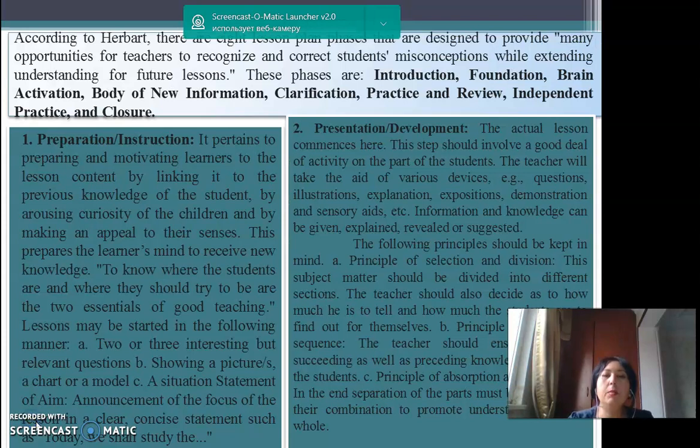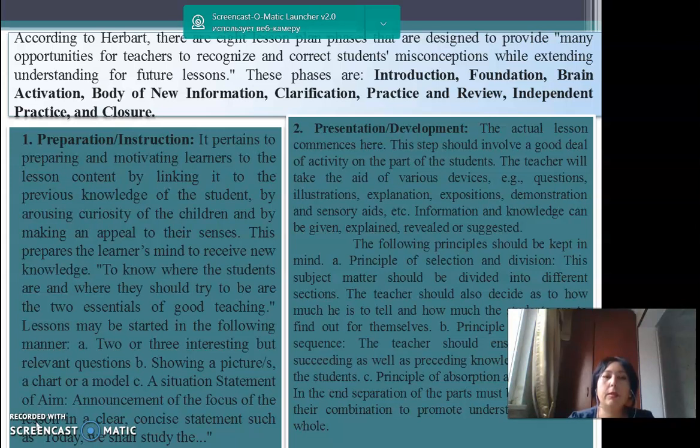In this slide, I am going to present the phases of a lesson plan. According to Herbert, there are 8 lesson plan phases that are designed to provide many opportunities for teachers to recognize and correct students' misconceptions while extending understanding for future lessons. These phases are introduction, foundation, brain activation, body of new information, clarification, practice and review, independent practice, and closure.